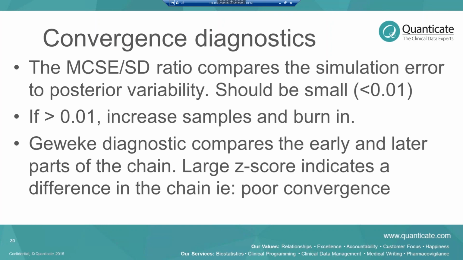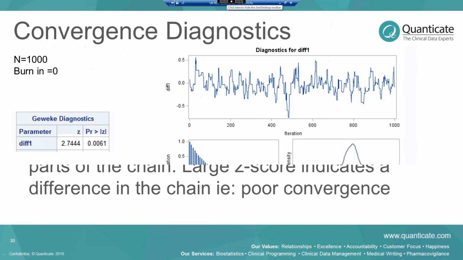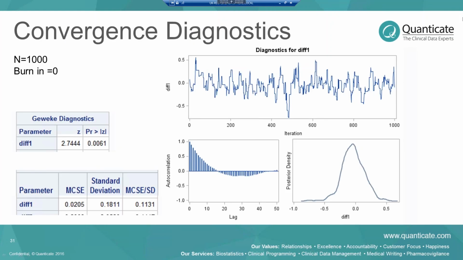So here's an example of a really disastrous diagnostic. We've got quite a small number of iterations here and no burn-in. And this, as you can see, is bouncing along all over the place and it looks a bit of a mess. And the MCSE to SD ratio here is very high. So if you've got that, it's just horrible. Either you haven't got enough runs or there's something really wrong in your model.